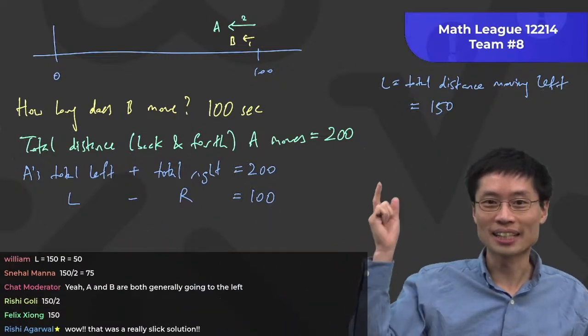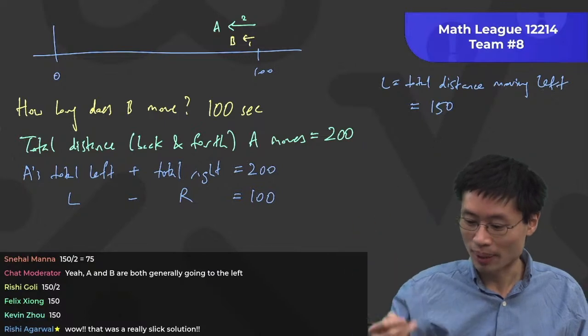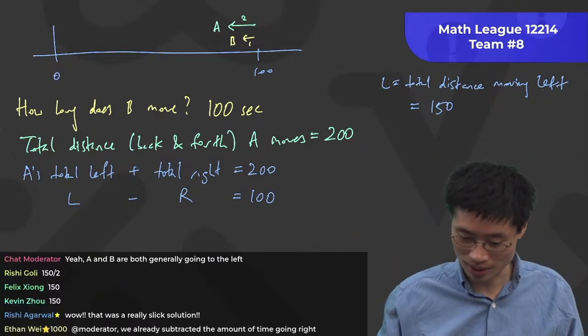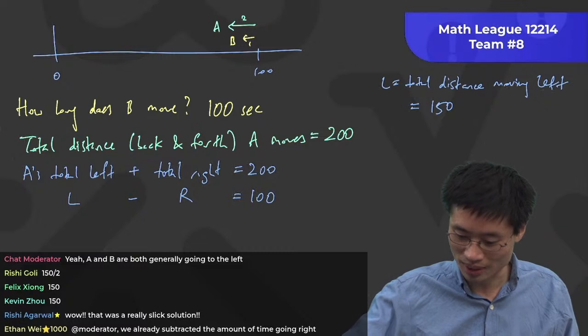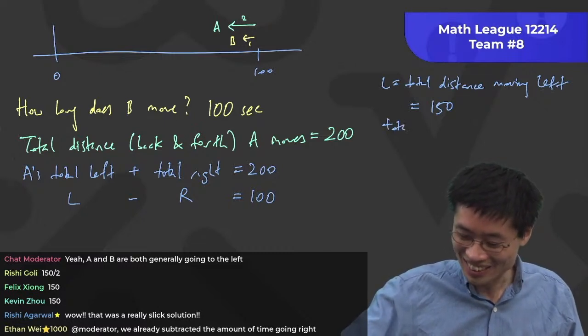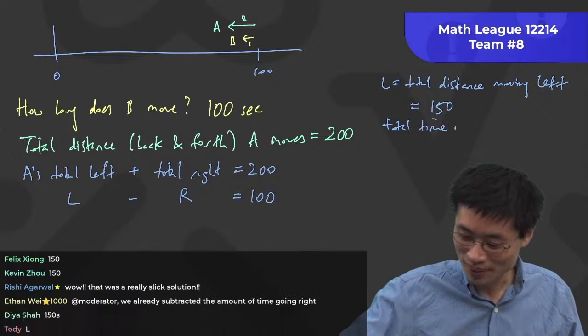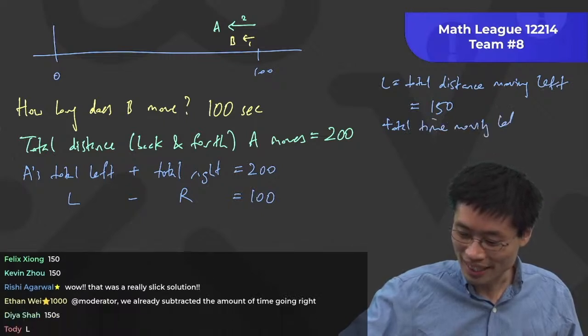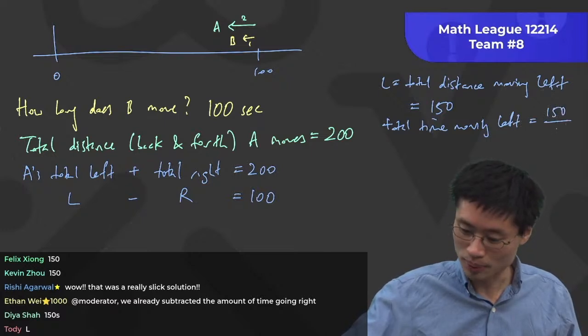Okay, well, in that case, now I will just divide by 2 to find the total. Wait, why is there a 1/3? Now I'm curious. People were saying there was a 1/3 here. Now I'm scared because maybe I'm wrong again. So let's see. So the total time moving left is going to be 150 divided by your speed. The speed was 2. I'm getting 75.